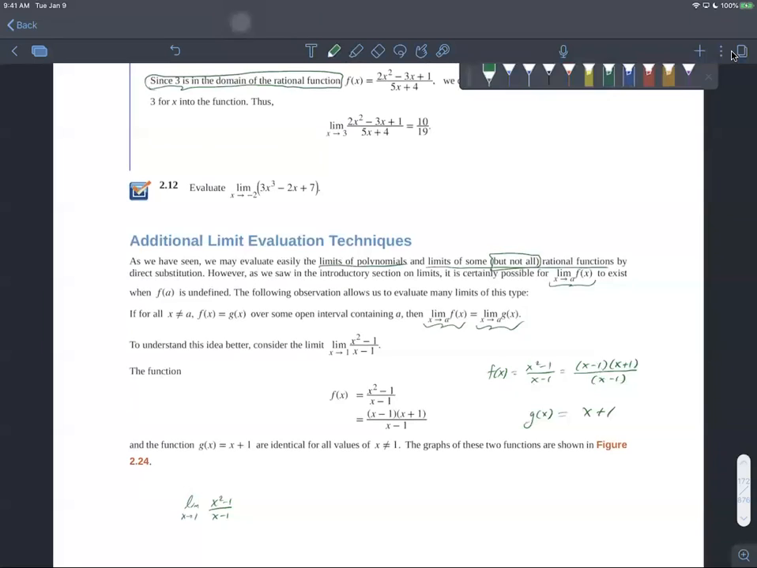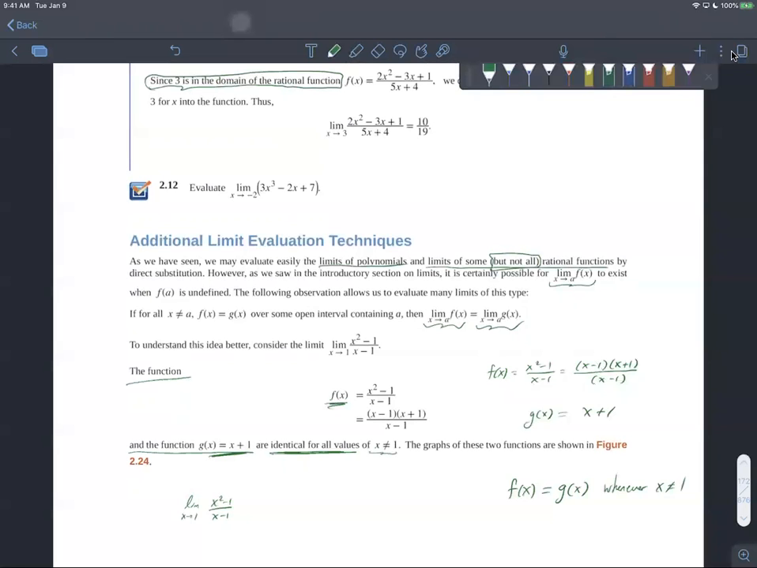So we would say that f of x is equal to g of x whenever x is not equal to 1. So, as it says here, the function f of x and the function g of x are identical for all values of x not equal to 1.